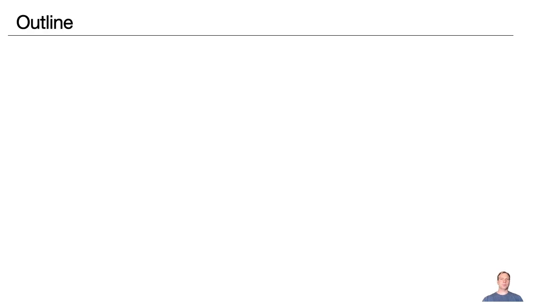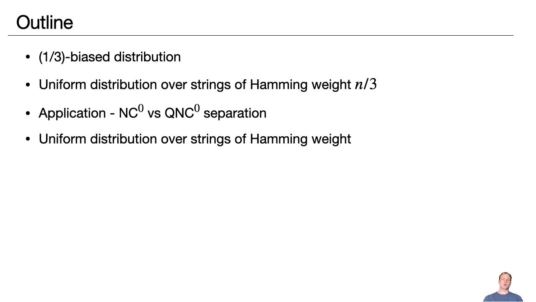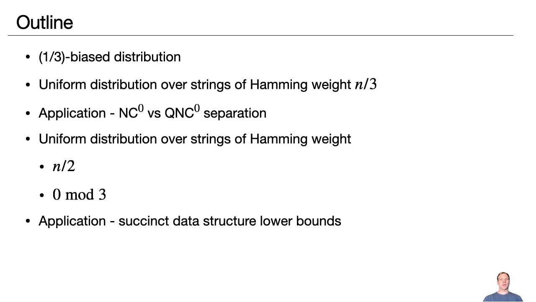Let me briefly outline the remainder of the talk. We'll first show lower bounds for the 1/3 bias distribution. This is the distribution where each output bit is 1 with probability 1/3 and 0 otherwise. Then we'll show similar bounds on the uniform distribution over strings of Hamming weight n/3. We'll take a detour to show a separation in classical versus quantum complexity, and then return to the more complicated cases where the weights are n/2 or 0 mod 3. Finally, we'll show an application to succinct data structure lower bounds, and finish off with some upcoming and future directions for this work.